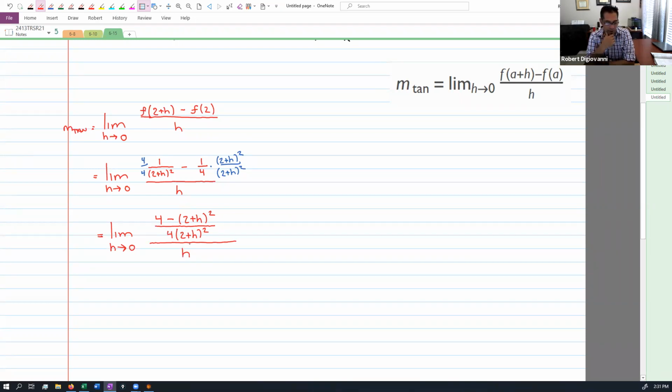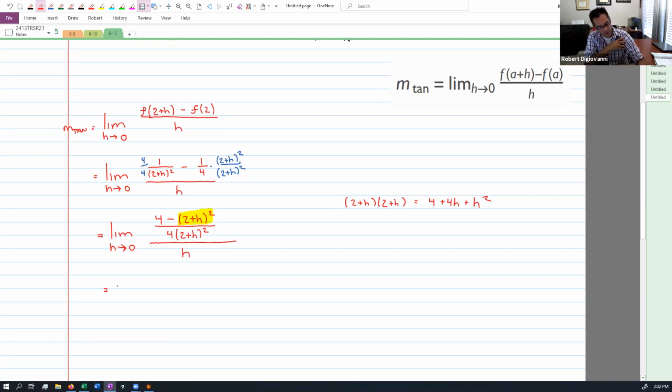This is looking pretty nasty. Would y'all agree that looks kind of bad? But something good's going to happen here. You see that in yellow? If I go over here to the side and do that, I will get 4 plus 4h plus h squared, if I FOIL that out.